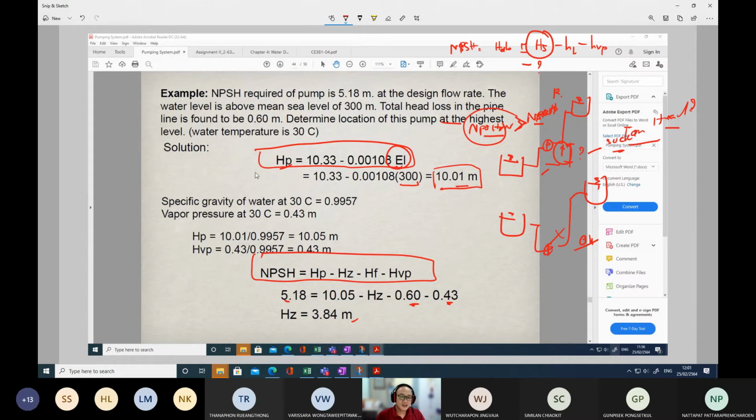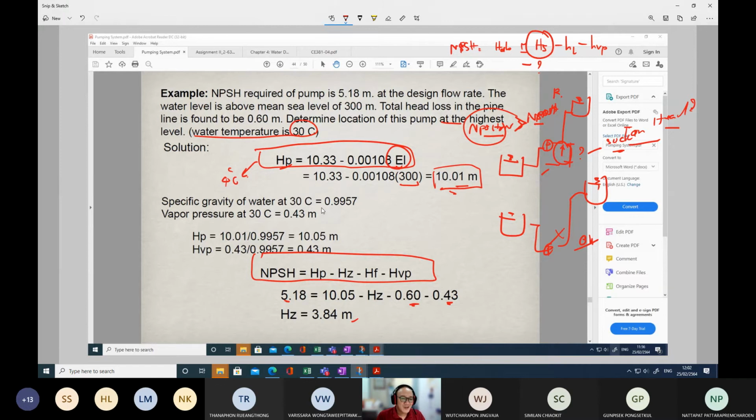Remember that this is at the normal temperature. Sorry, this is at 4 degrees Celsius, not any other temperature. But our water temperature is 30, and this equation is applicable only at 4 degrees Celsius. So if our water temperature is not 4 degrees Celsius, we have to adjust the value that we obtained from this calculation.